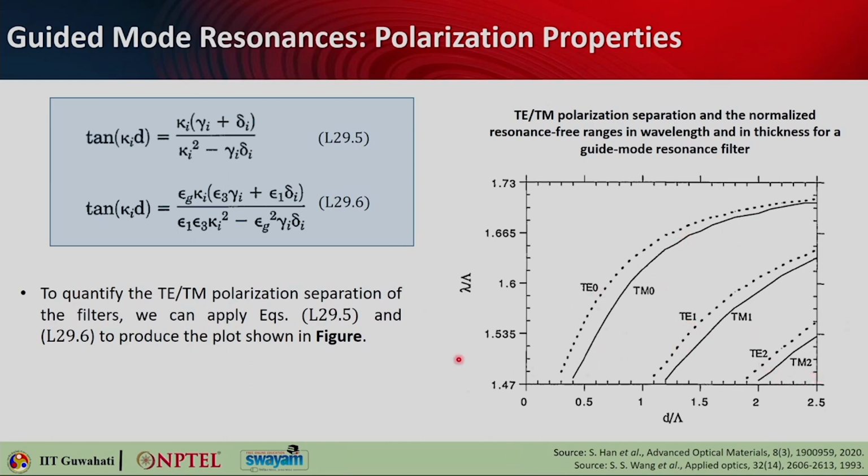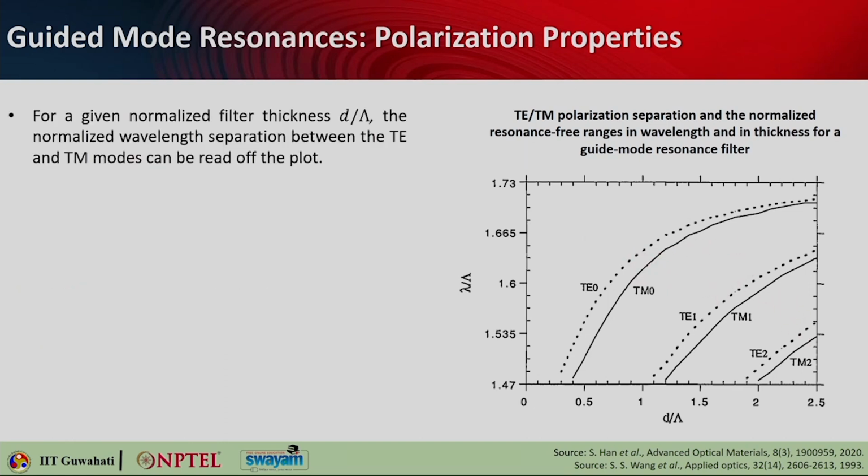So, what are these? These are basically showing you the TE TM polarization separation, and all these are normalized. This is basically the grating thickness normalized by its period, and this is the lambda normalized to the grating period. So, these are normalized ones. This also tells you about the separation between the modes, okay, and it also tells you the resonance free regions. So, these are the regions which are free of resonances.